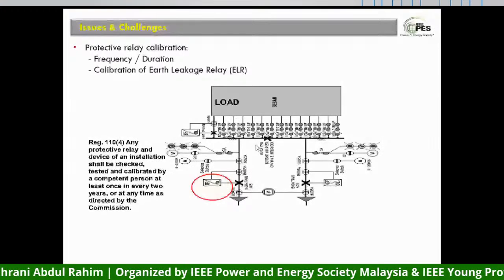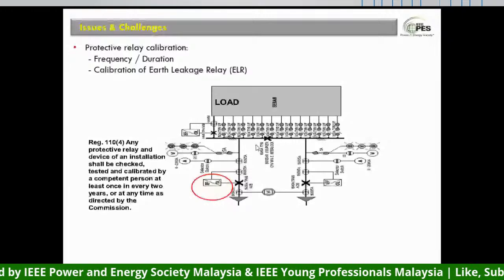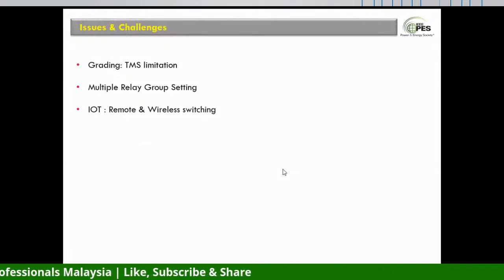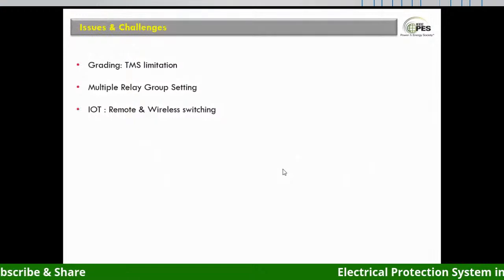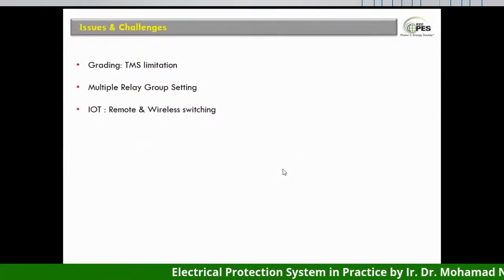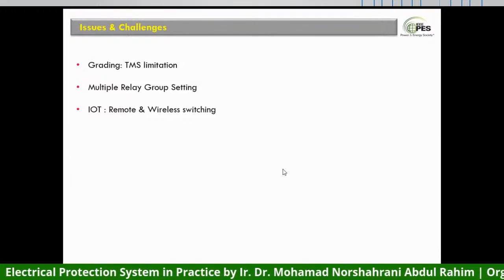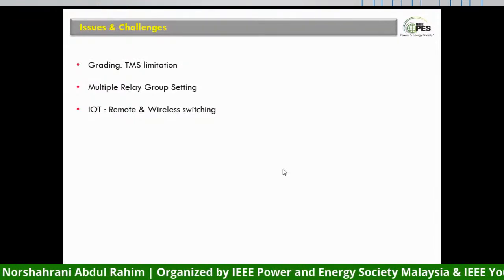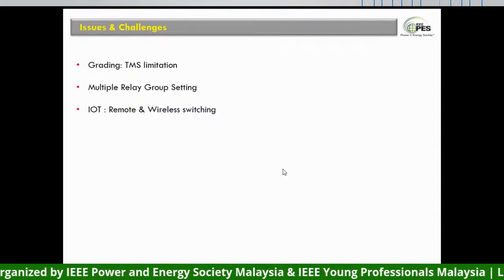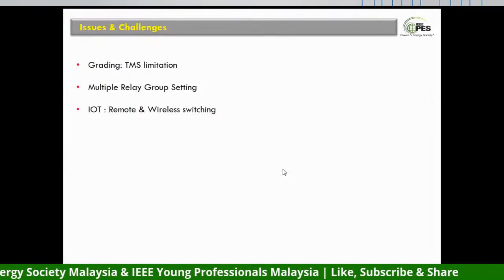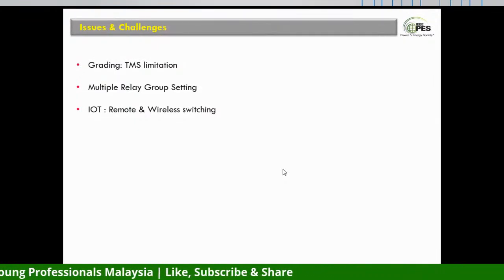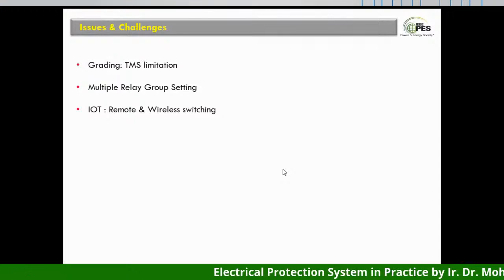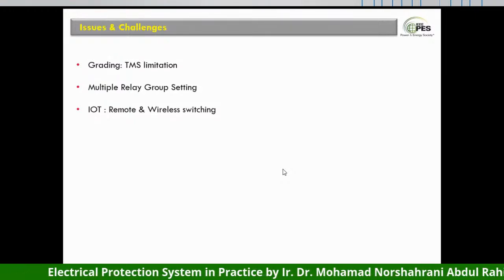Okay, so these are the issues. Among other issues in the industry is the grading, the time multiplier setting limitation. As we learn in the classroom, we have a TMS setting from 0.05 up to 1.0, so the range for the TMS setting is very wide. But in the real case, when we deal with the utility to get the setting value, the margin is very minimal, which is we must set below TMS 0.1. So it restricts us from having a good grading coordination between relays.